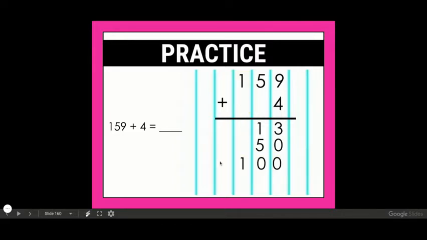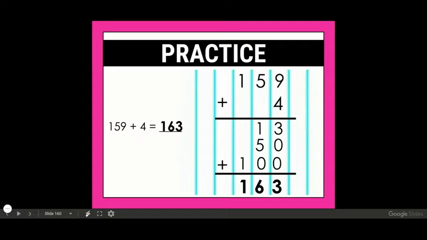Then for right to left, my next step is to add all of these together. So I like to start by looking in my ones, and then my tens, and then my hundreds. So my answer is 163. So 159 plus 4 equals 163.